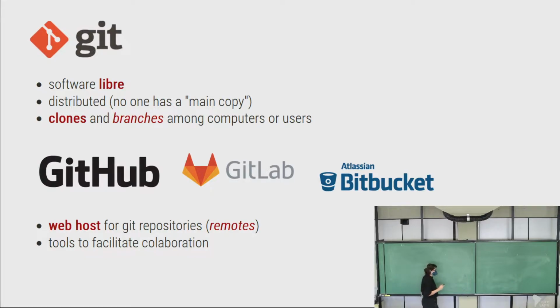So Git is the version control system. It is free software. It is distributed, which means that no one has a main copy, and we have clones and branches among computers and users. GitHub, GitLab, and Bitbucket are web hosts for Git repositories, so we have different hosts. I asked all of you to create a GitHub account. Did we all succeed in that?